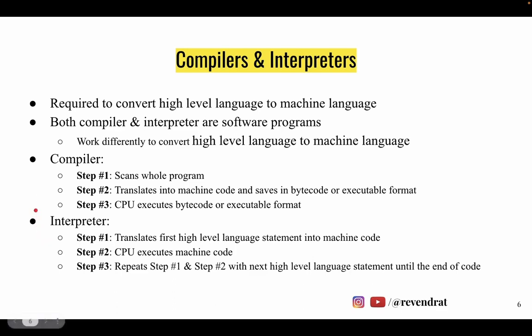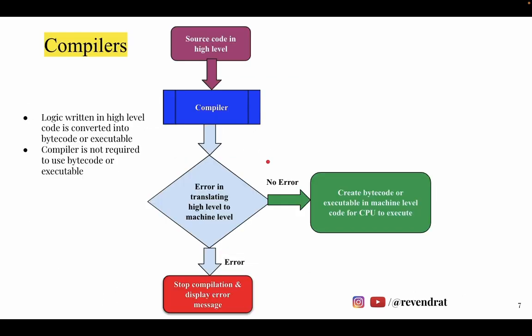Whereas in the case of a compiler, bytecode is available, so you can move the bytecode instead of installing your compiler. Now let's understand how compilers operate. A majority of compilers follow a similar method in converting high-level language into machine-level language. The source code in high-level language is sent to the compiler. Then the compiler maps it into machine-level language through assembly language.